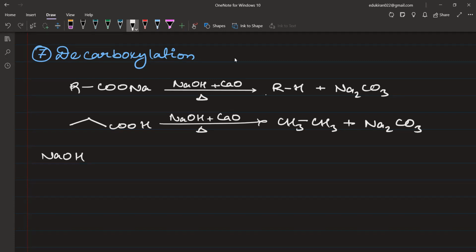Right, NaOH plus calcium oxide in a 3:1 ratio is called soda lime.